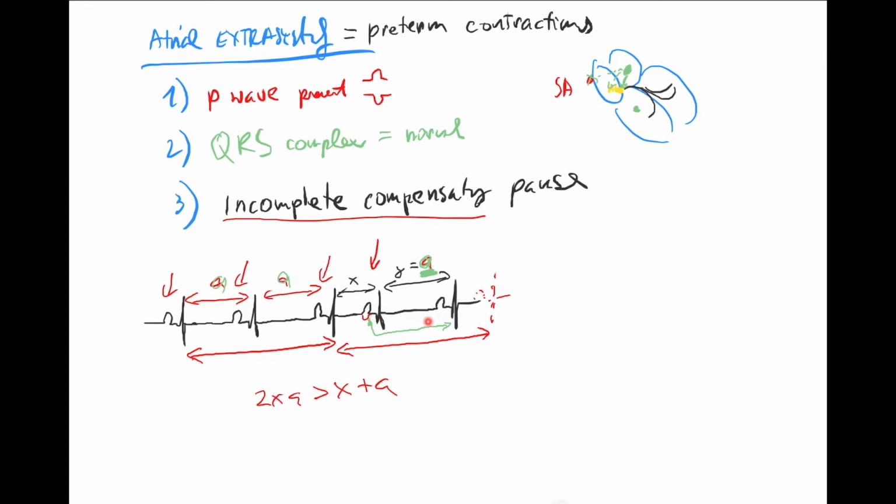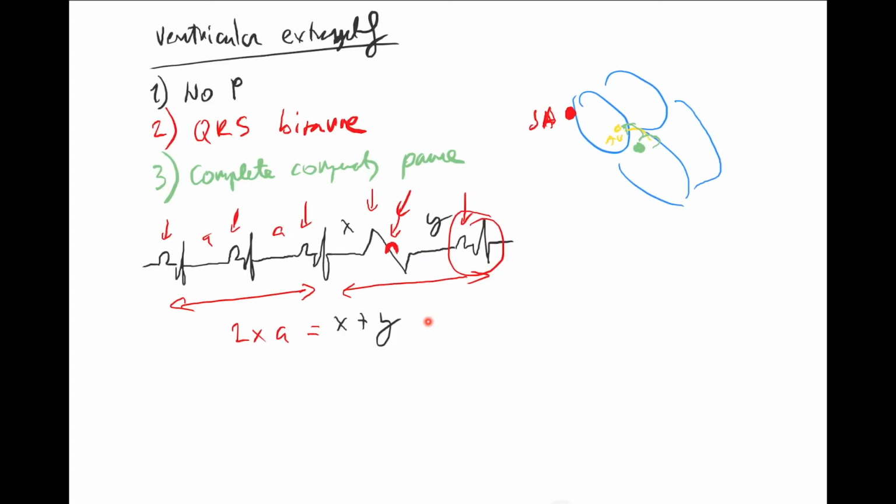But in contrast to this, if we switch to ventricular extrasystoles, look at this. Over here, this is again a preterm contraction. During the preterm contraction, the ventricles have less time to fill, so they're going to eject less blood. But over here, the pause takes longer. You have more time. So after the extrasystole, the ventricles will be filled a bit more than usual. Y is more than A.